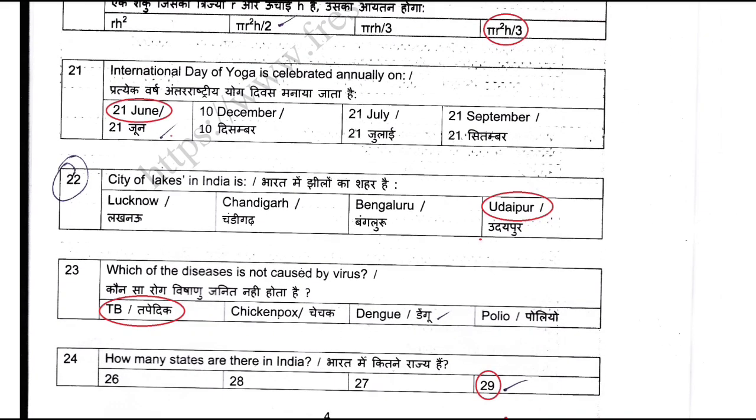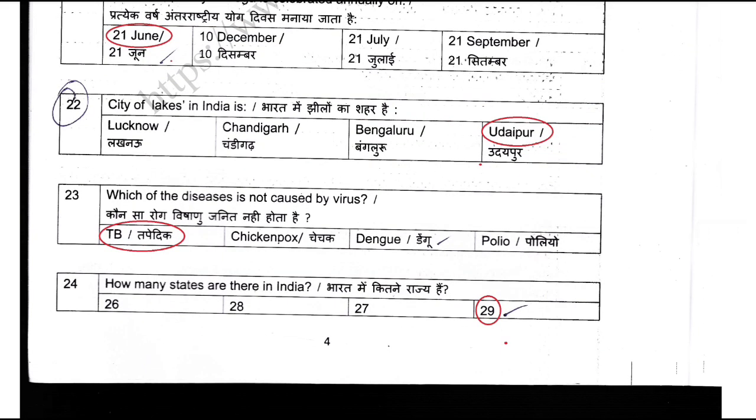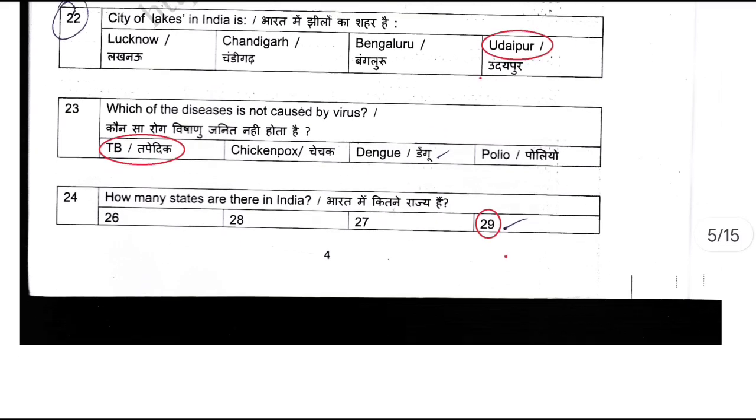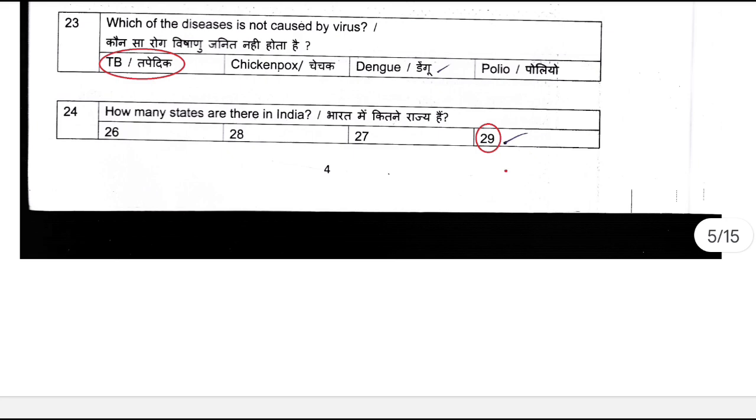International Day of Yoga is celebrated on 21st June. The City of Lakes in India is Udaipur. Which of these is not caused by a virus? TB. How many states are there in India?